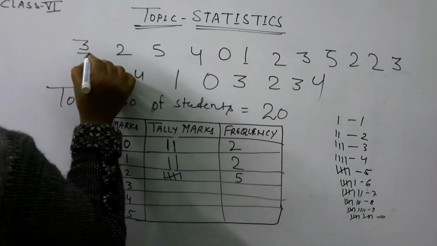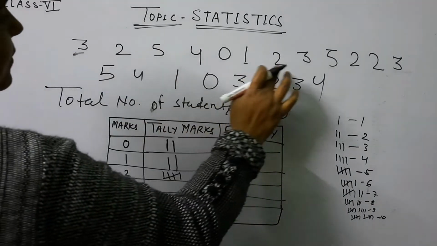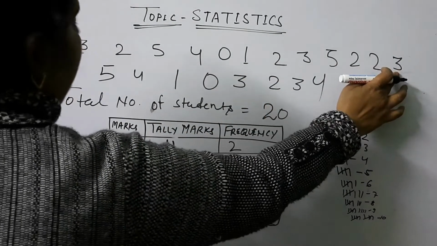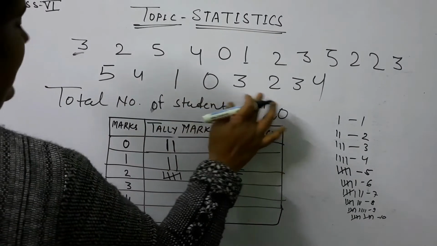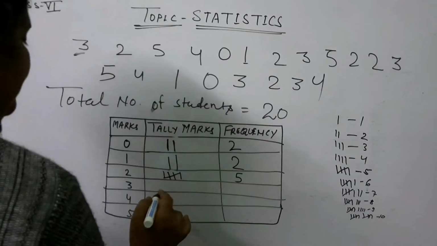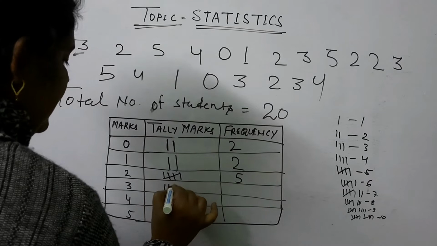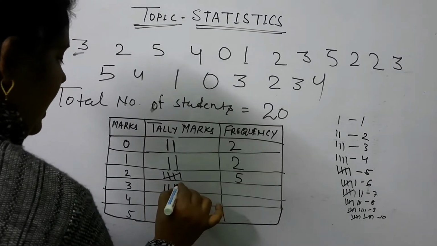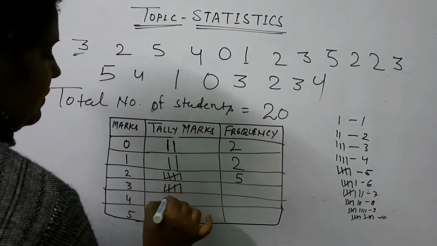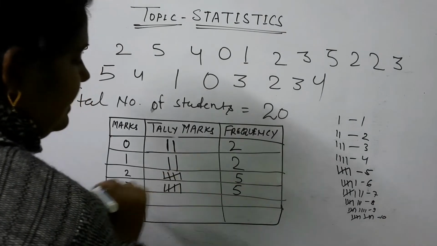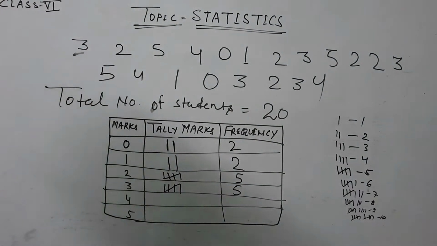Next number is 3. This one is 3. 1, 2, 3, 4 and 5. 3 is also repeated 5 times. So how will we write 5? We draw 4 vertical lines and 1 slanting line which cuts these 4 lines, and here we will write the frequency, that is 5.